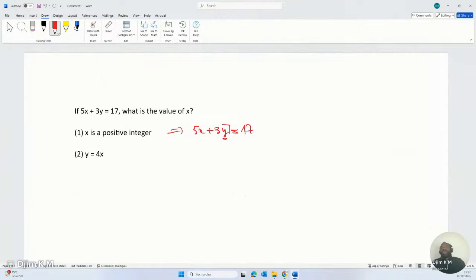What about y? Y can be positive. Y can be negative, less than 0 or greater than 0. So depending on the value of y, we can have different values of x. So it's difficult to find the exact value of x. So it's insufficient.